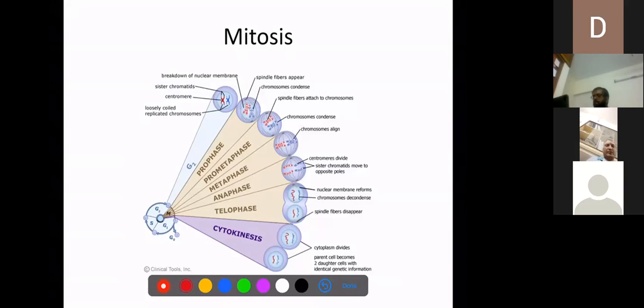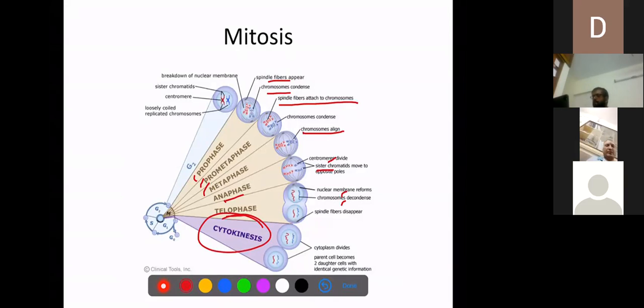After G2, there's going to be a prophase. What happens in prophase? The spindle fibers appear and the chromosomes condense. In prometaphase, the spindle fibers attach to the chromosomes. In metaphase, the chromosomes align, and in anaphase, the centromeres divide and the sister chromatids move to opposite poles. In telophase, the nuclear membrane is reformed and the chromatin decondenses. And what happens after telophase is cytokinesis, where the cytoplasm divides.